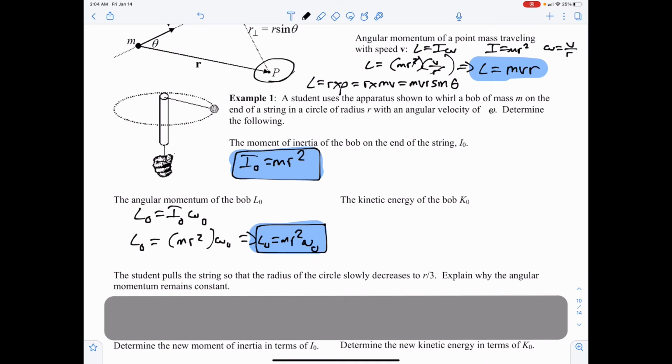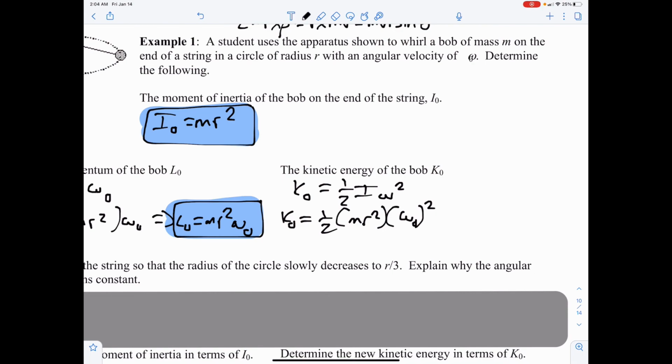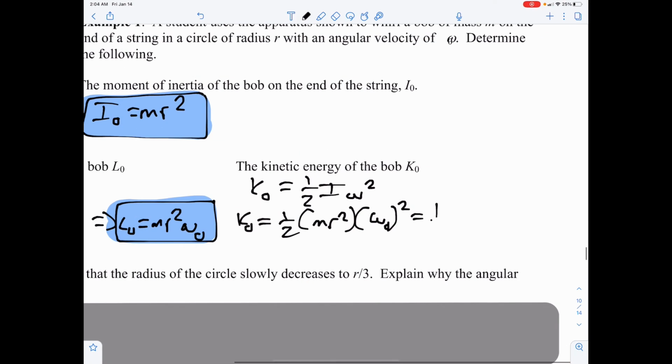The kinetic energy of the bob is not 1/2 mv squared, it's 1/2 I omega squared, which would be 1/2, and then for I we're going to replace mr squared, and then omega squared. And so the kinetic energy is 1/2 mr squared omega squared.